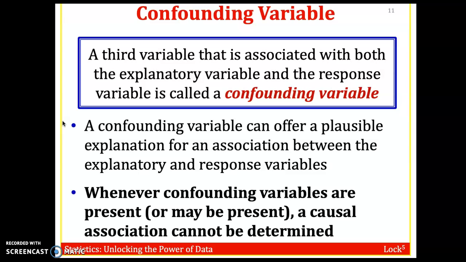So whenever confounding variables are present or may be present, sometimes it's kind of obvious to figure out what they are, and sometimes it's not. A causal association cannot be determined. The idea of doing experimental studies, which I'm going to talk about later in this video series, is a way at trying to figure out connections between two variables by getting rid of confounding variables, or at least treating for them.